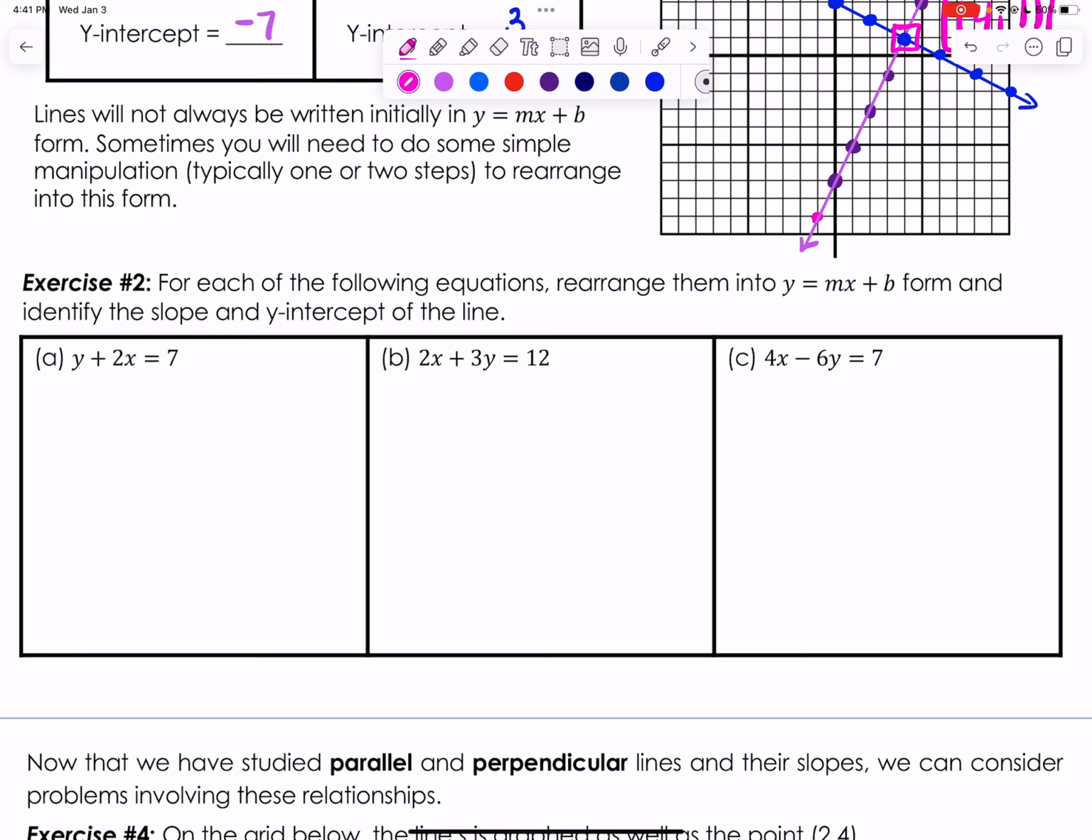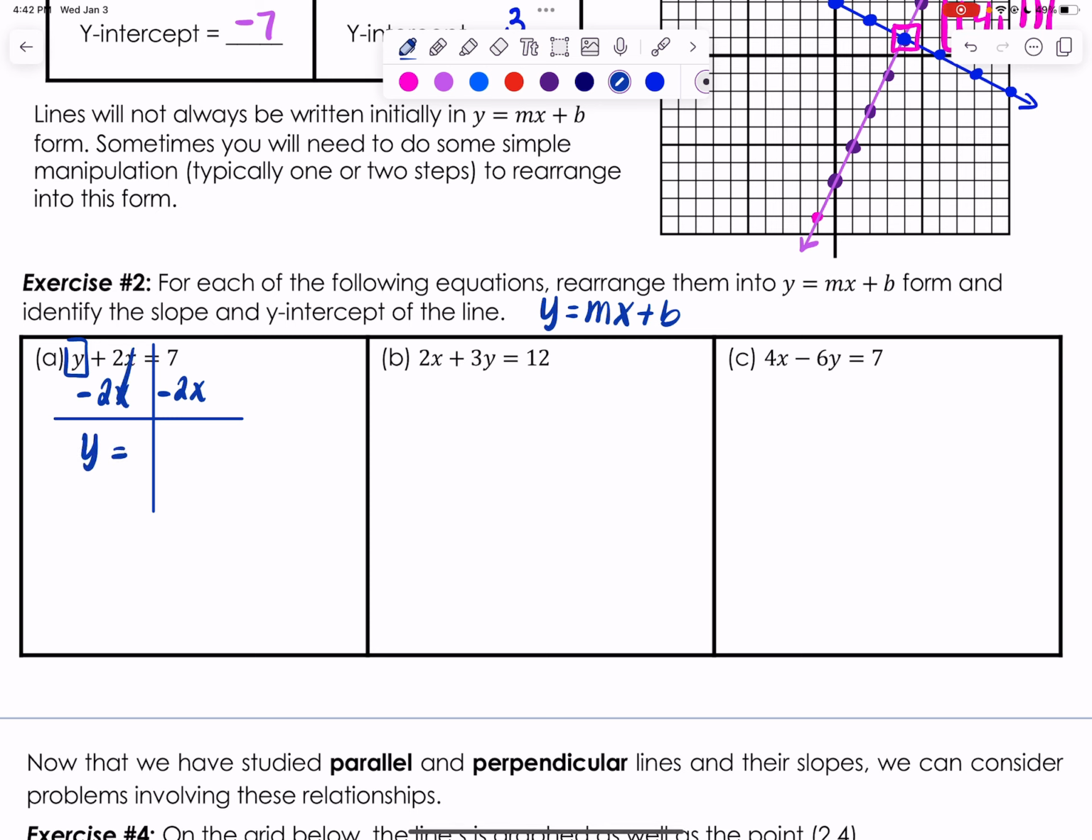So the goal is to always get that y term by itself. So if we look at our first example, we have y plus 2x equals 7. We want to get it into the form y equals mx plus b. So I'm going to draw a line down my equal sign, box the y, and ask myself, how do I get rid of a 2x? So if I look, my 2x is currently being added, so I'm going to subtract 2x from both sides of my equation.